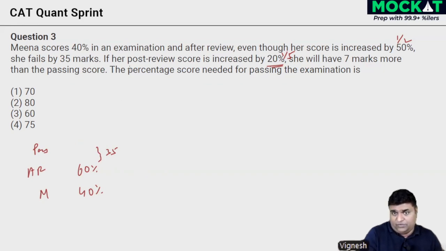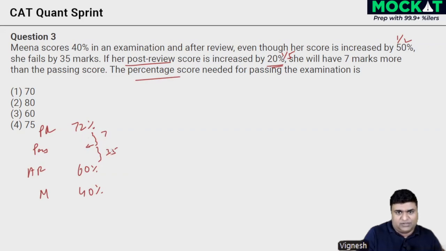So after review, there is another post review happening over here. In post review, if you get 20% more, 1/5 more, you're getting to 72%, and you're still short by 7 marks, right? This pass mark over here was 7 marks less than 72%, 35 marks more than 60%. The question asked is the percentage score needed for passing the exam. What is the score required to pass the exam? All we need to find is in terms of percentage. I just need to find this percentage over here.